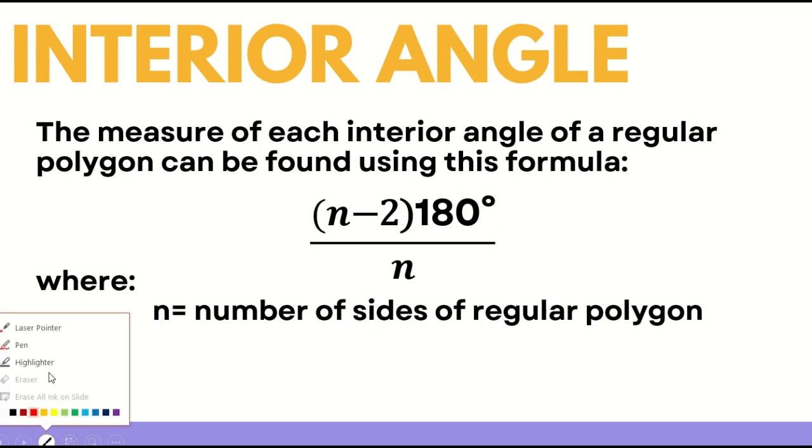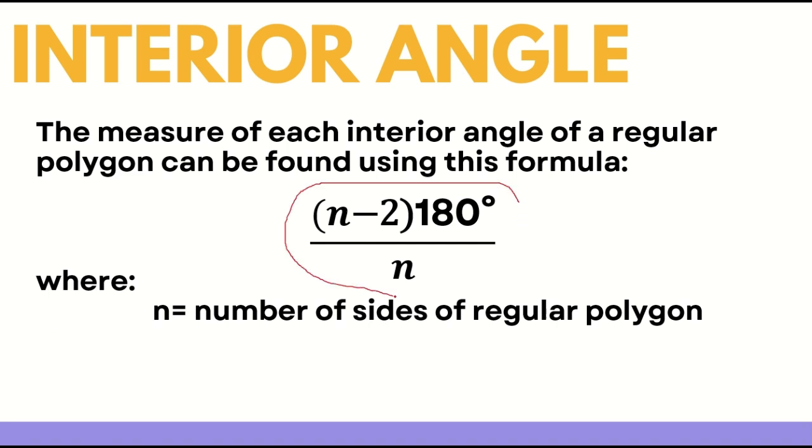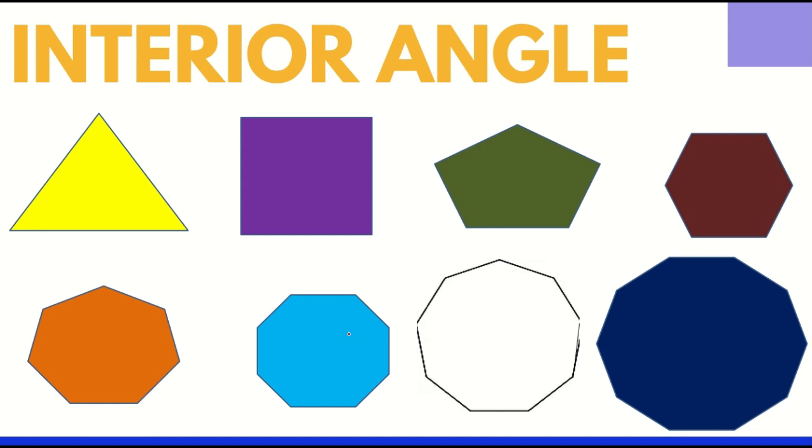So para mahanap mo yung measure ng each interior angle ng regular polygon, ito lang ang formula na gagamitin. This one, okay? At yung n natin is the number of sides. Okay? So this is your regular polygon. So ang hanapin natin is the interior angles, o yung mga interior angles niya, ito, at ito. Of course, pwede din nating mahanap yung sum of the interior angles of a regular polygon.